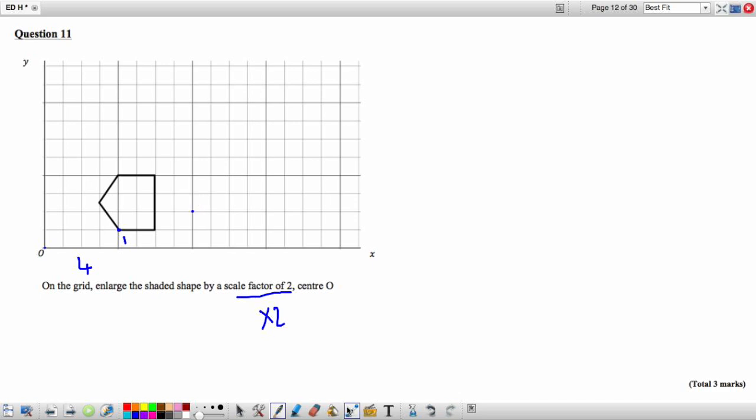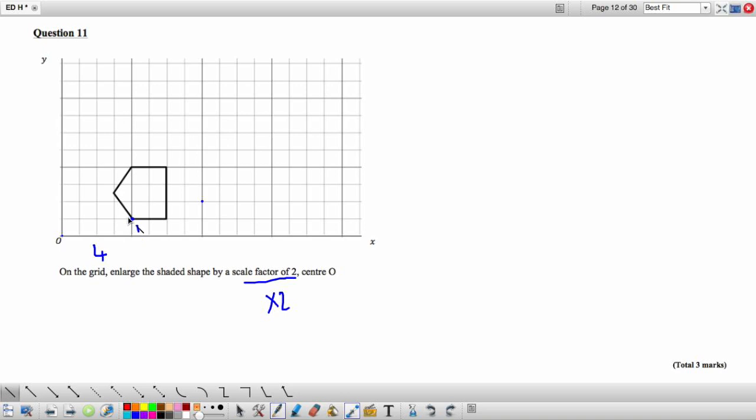Taking your ruler now, we can multiply each of these lengths by 2. So first we go across 4. This is 3, so we go 6.